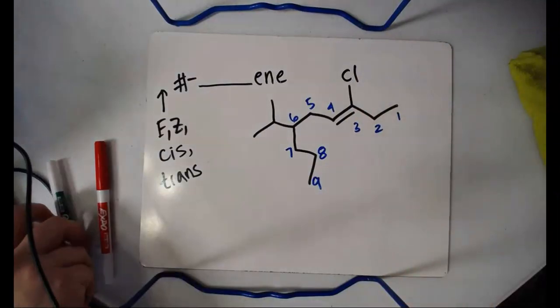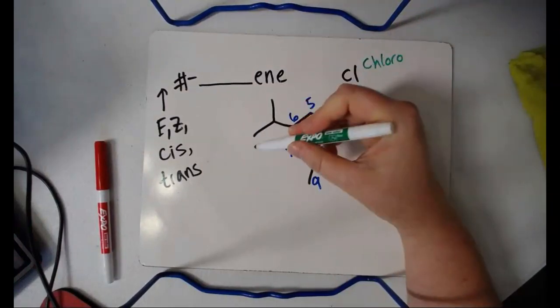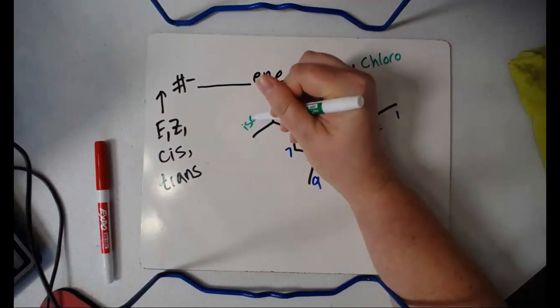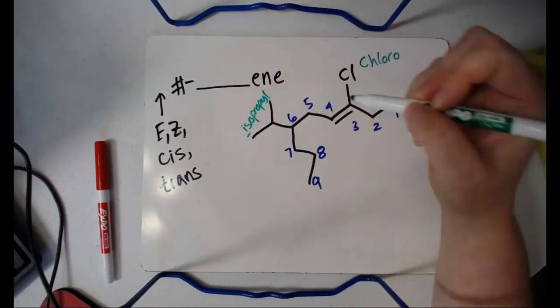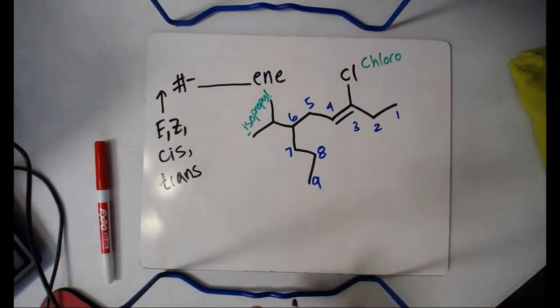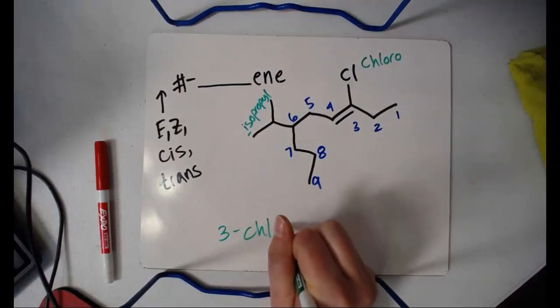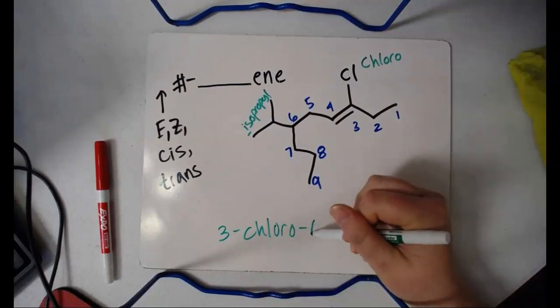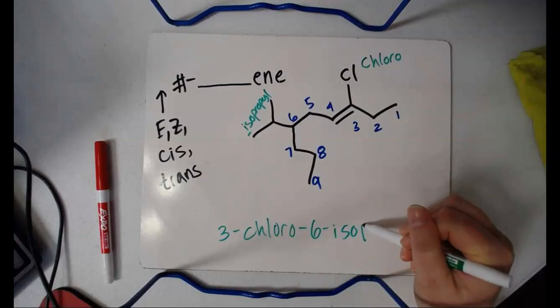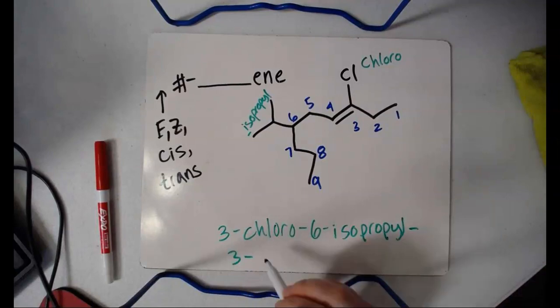What's attached? What are the substituents? We have a chloro, and then attached to carbon 6 here, we have an isopropyl. And we know that iso counts when we're alphabetizing. In this case, it actually doesn't matter because chlorine is going to come first. And so that's how I'm going to start my name for this one. I'm going to start it with that chlorine. So we're going to say 3-chloro, 6-isopropyl, 3-nonene.